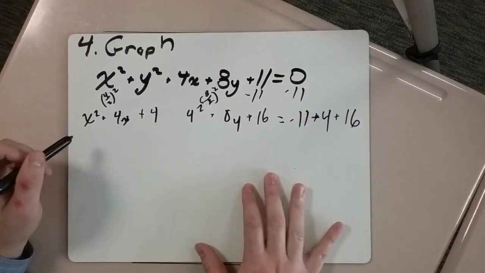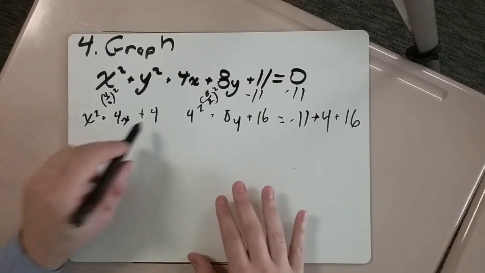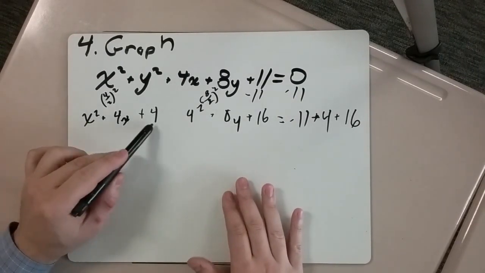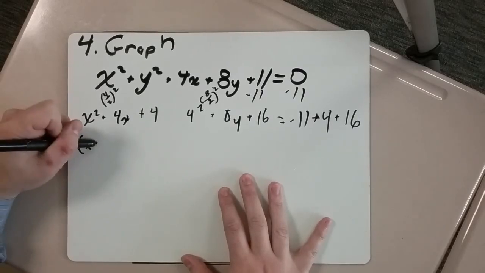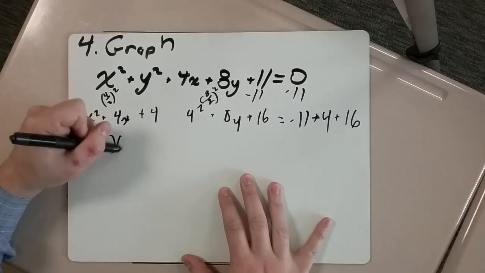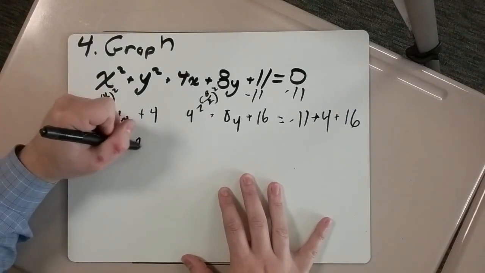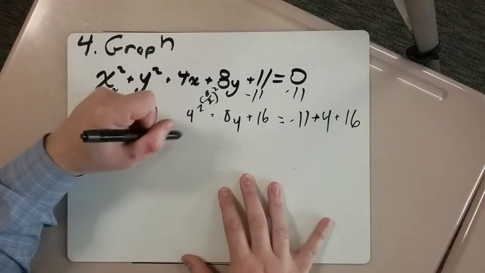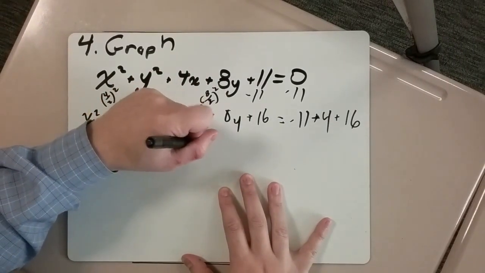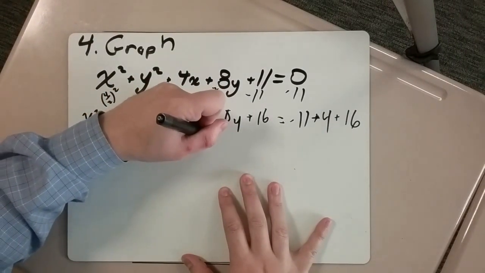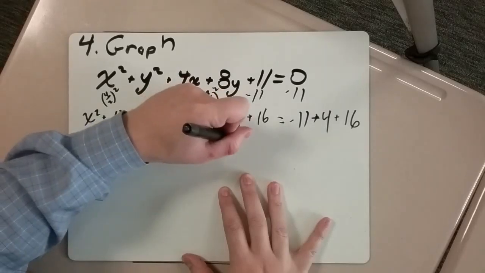Okay, now from there I have to factor these. What multiplies to 4 and adds to 4? That's 2 and 2. So x plus 2, x plus 2. What multiplies to 16 and adds to 8? That's 4 and 4, so y.